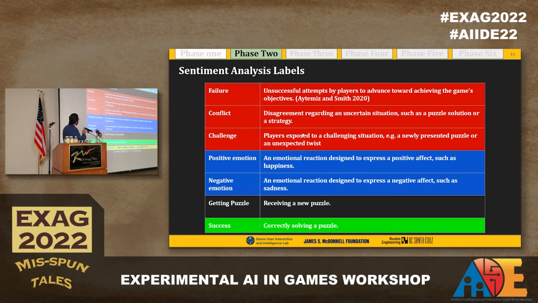This table actually shows you the label scheme we developed. We have pain points in the game: failure, conflict, and challenges. Of course, these are the two emotions that we talk about and focus on. And we also have the getting puzzled state and success. We use this label scheme to label our data.